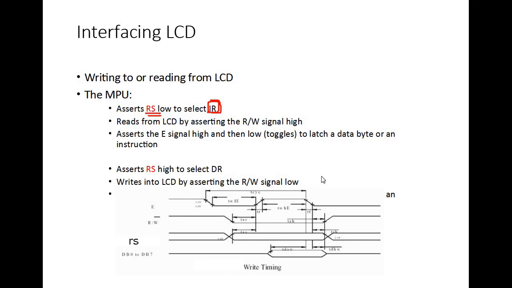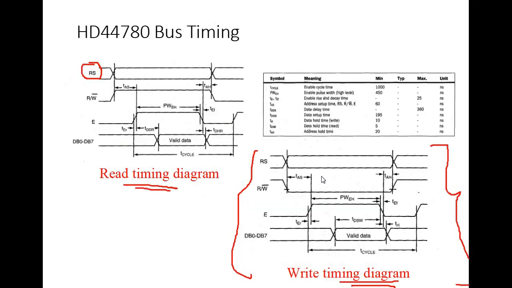So this is basically the timing diagram. We need not be very concerned about the bus timing of this particular device, because we are already handling it in software. But nevertheless, RS should be set first, followed by R/W, and whenever enable is asserted, only then would the data bits be sampled by the LCD module. So that is the main idea over here.